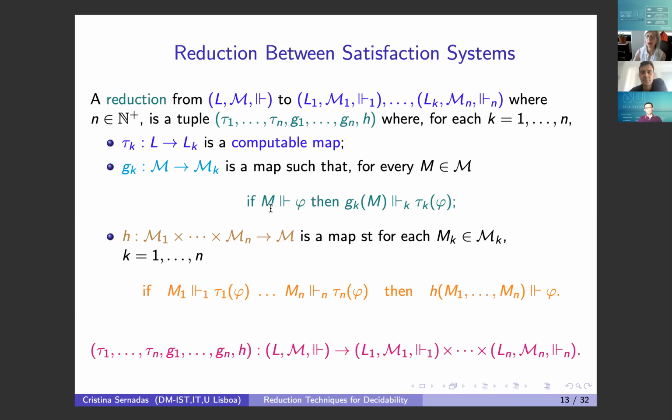And you should have some kind of preservation in the sense that if the formula phi is satisfied by M, then the image by G_K of M should satisfy the translation of phi by tau_K. And you should also have another map, H, which picks up a model in M1 through MN and provides a model in M. And what you should have in this case is the following condition. Assume that M1 satisfies the translation of the formula by tau 1 and MN satisfies the translation of the formula by tau N. Then the model obtained by applying H to M1, ..., MN should satisfy phi.